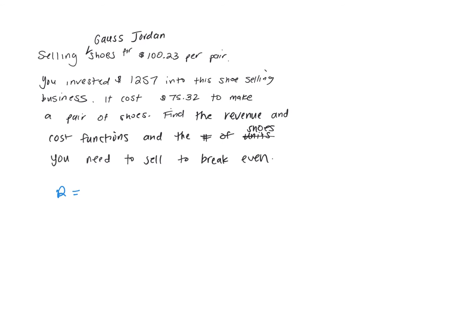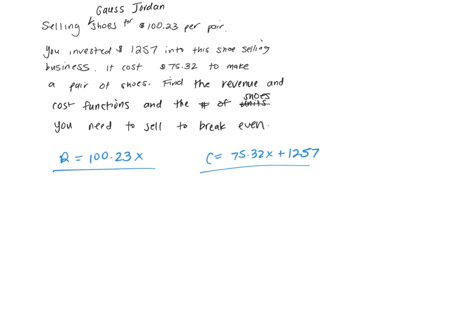So my revenue is what? It's how much we sell them for. So it would be $100.23 per shoe. R equals, and then you write the equation. Then it says C equals. So how do I find the costs? Now, how do I find the break even? Set them equal to each other. 100.23x equals 75.32x plus 1257. And then I'm going to subtract 75.32x.